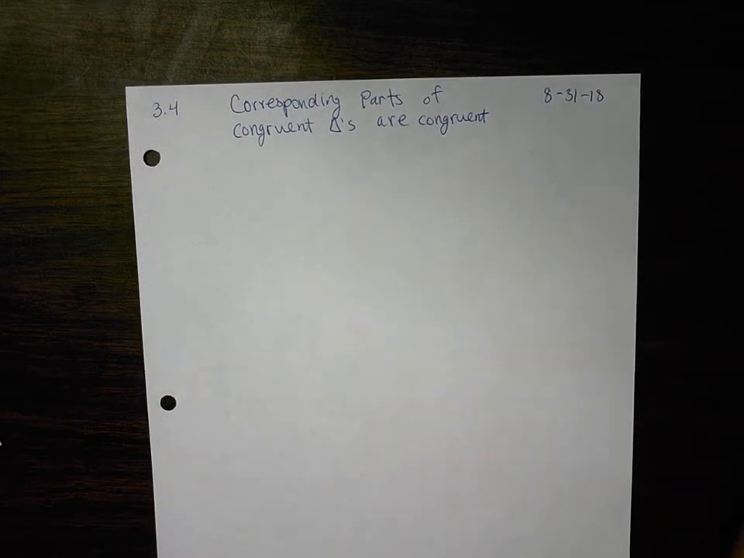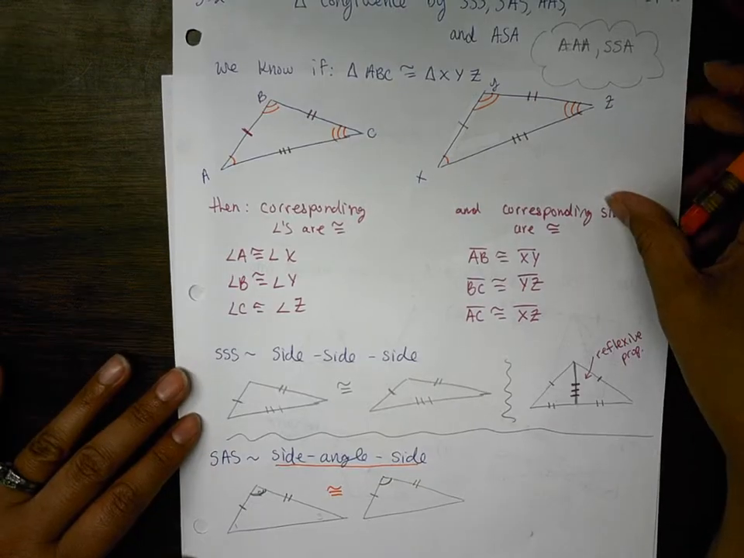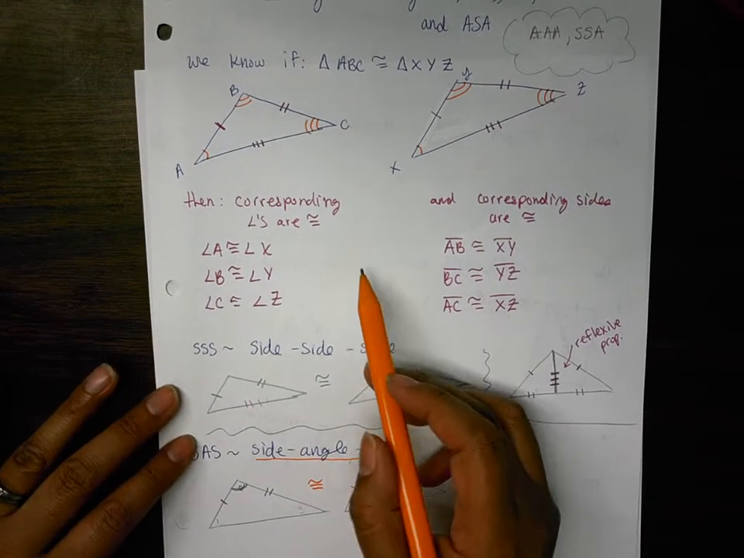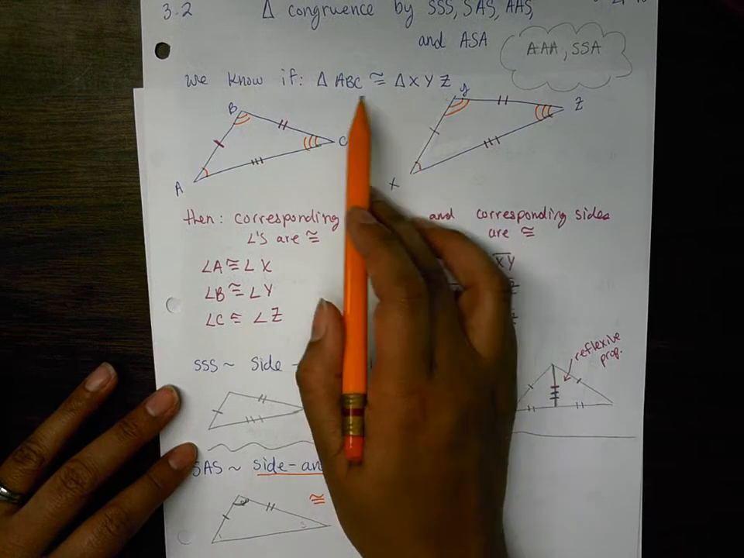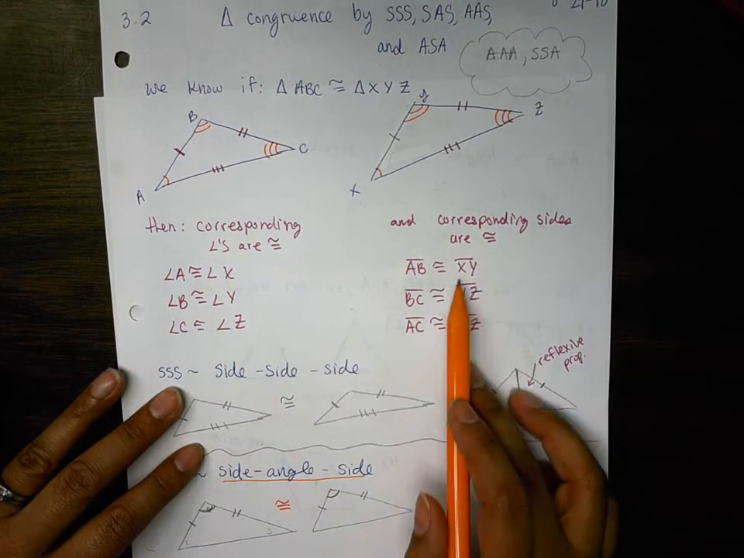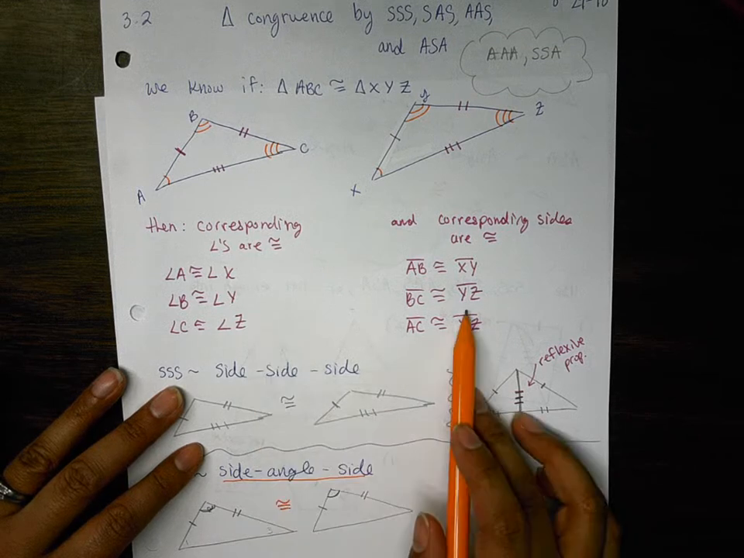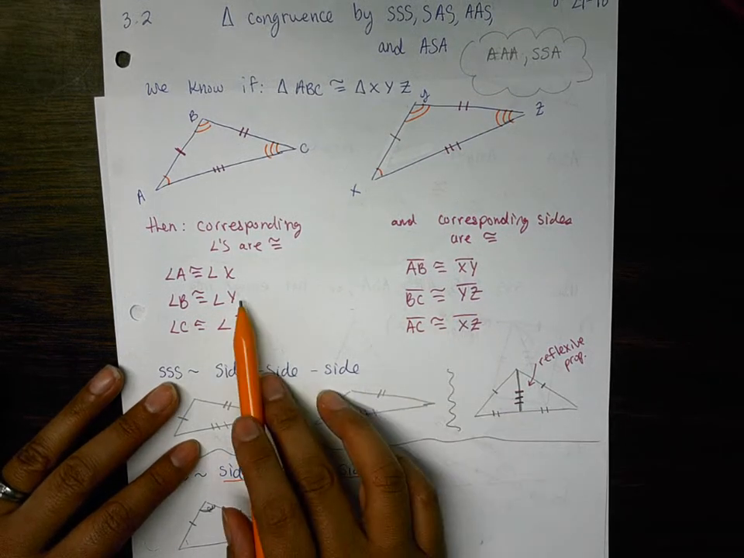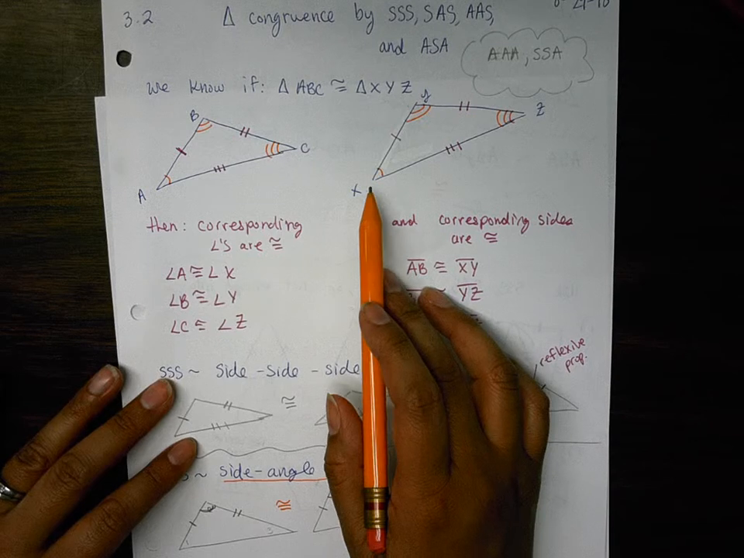Corresponding parts of congruent triangles are congruent. Do you guys remember from yesterday's lesson? I am going to cover this quickly. We talked about if two triangles are congruent, then corresponding angles are congruent and corresponding sides are congruent. Do you guys remember this?